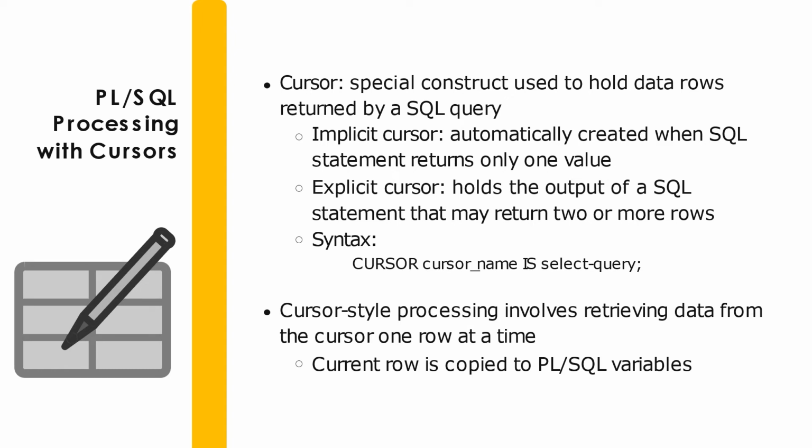Cursor style processing involves retrieving data from the cursor one row at a time. Once you open a cursor, it becomes an active dataset. That dataset contains a current row pointer. Therefore, after opening a cursor, the current row is the first row of the cursor. When you fetch a row from the cursor, the data from the current row in the cursor is copied to the PL/SQL variables. After the fetch, the current row pointer moves to the next row in the set and continues until it reaches the end of the cursor.